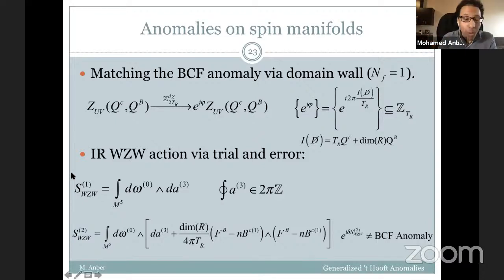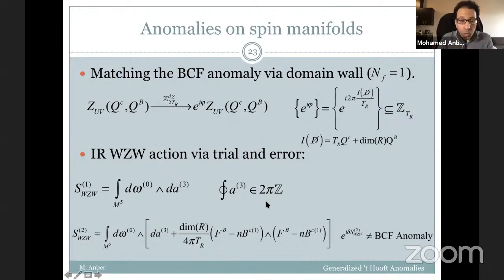So let me do the following. First of all, I'm going to write the following action, which basically is a, quote-unquote, trivial topological quantum field theory. The omega 0 here basically performs the discrete chiral symmetry transformation, and A3 is a 3-form field that couples to the world volume of the domain wall. A3 is a U(1) 3-form field, and the integral of this 3-form field on 3-cycles is 2 pi times an integer. Of course, this is trivial. This will not match the BCF anomaly in the IR, so I have to do something extra.